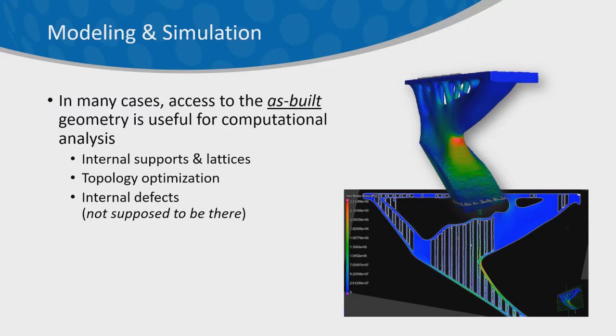And then the same can be said for defects in additive manufacturing, which is a whole other area where we build these parts, we have these unexpected, unplanned defects. We need to know where they are, and again, how they're going to affect the performance of the part.